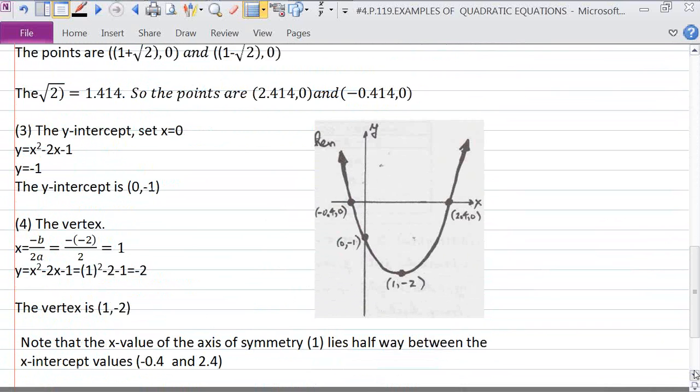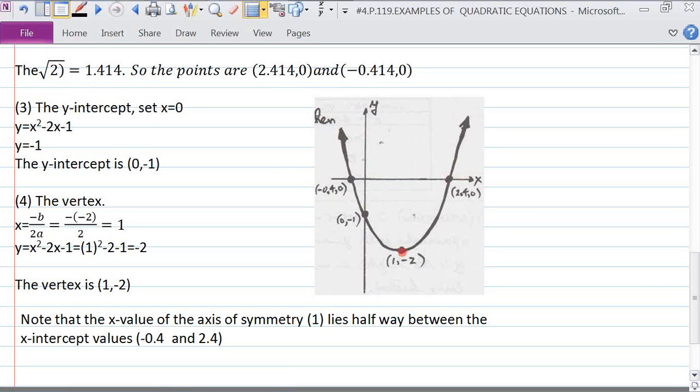So here's the vertex right here, and it's a minimum point. So we've got the x-intercept, the y-intercept, the vertex, and you see if we connect these points, then we get the shape of the graph. You don't have to get it perfectly, but you need these 1, 2, 3, 4 points in the graph itself, and of course it should be shaped as a smile.